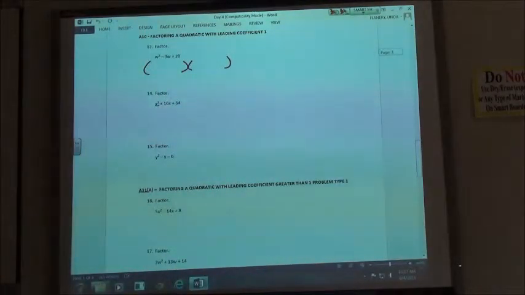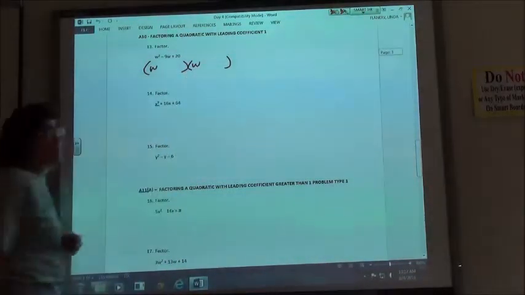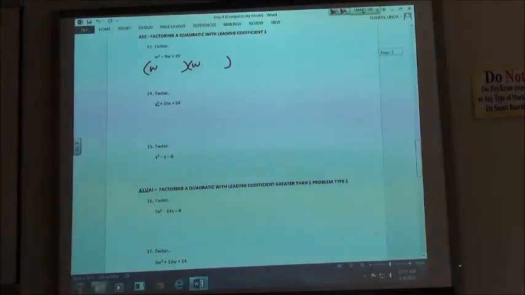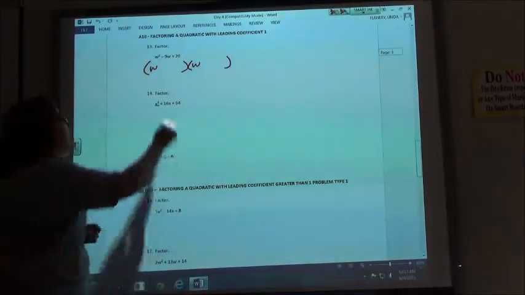I factor my leading term. Well, W squared had to be W times W. I then determine what my signs are. If my end sign is positive, I either had to have a positive times a positive or a negative times a negative. So if my end sign is positive, I look at the middle sign and I know, oh, it had to be a negative times a negative.